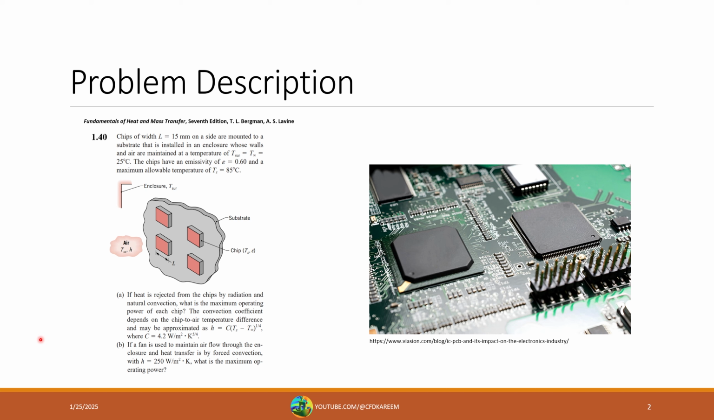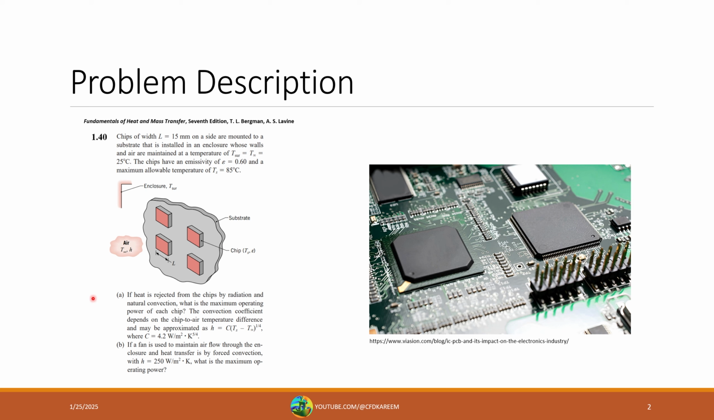The problem reads as follows. Chips of width L equal to 15 millimeters on a side are mounted to a substrate that is installed in an enclosure whose walls and air are maintained at a temperature of T surface and T ambient of 25 degrees Celsius. The chips have an emissivity of 0.6 and a max allowable temperature of 85 degrees Celsius.